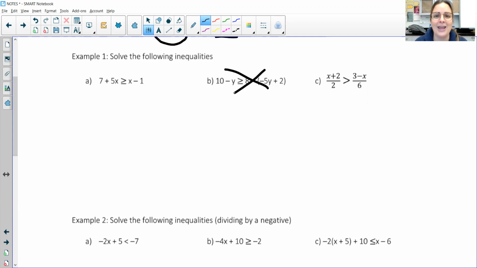I'm going to go through A right now, and then you are going to pause the video and try C on your own. With any kind of algebra, the first thing you want to do is look for simplifying each side first. Both of these sides are as simplified as possible. The next thing is to move all the x's onto one side and everything else to the other side.